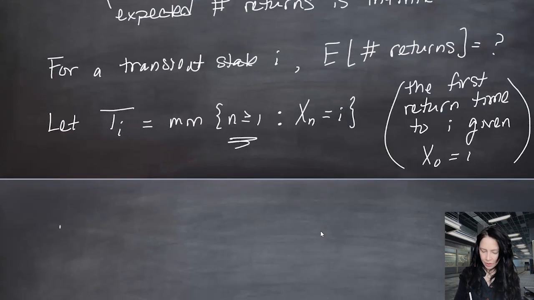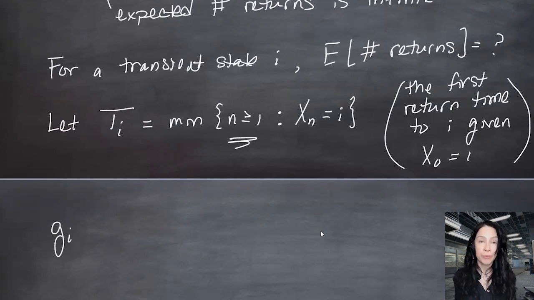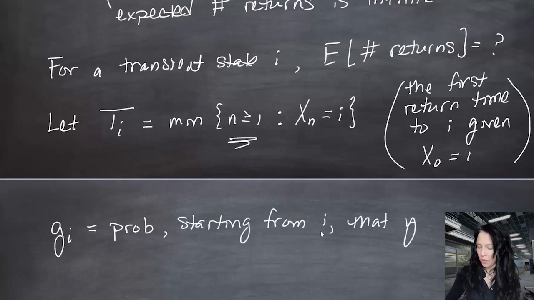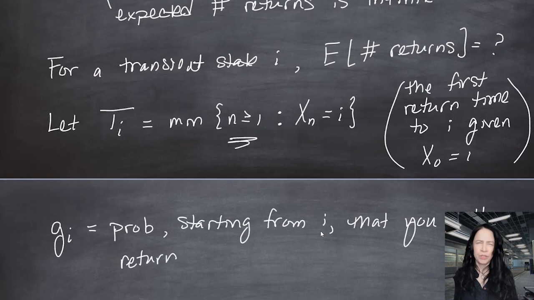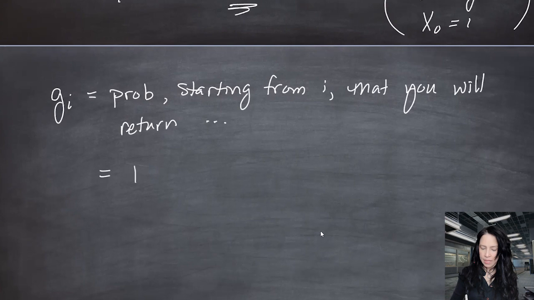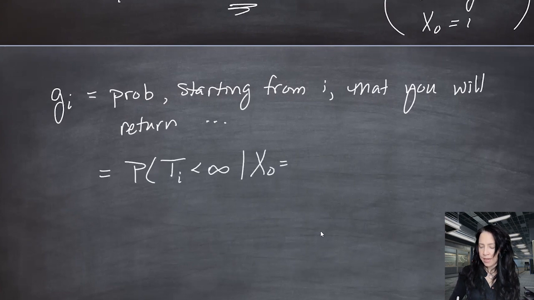So last time we used a G sub I to denote a kind of special probability, which I'm sure you want to call P sub I. Well, I don't know. I'm always telling you what you're thinking. I would want to call it P sub I for a probability, but there's just too many P's floating around. So we're going to call it G sub I. And this is the probability starting from some state I that you will return. And will return implies that we are talking about finite time. So let's just write it with our new notation. This is the probability that T sub I is finite, given that we start in state I.